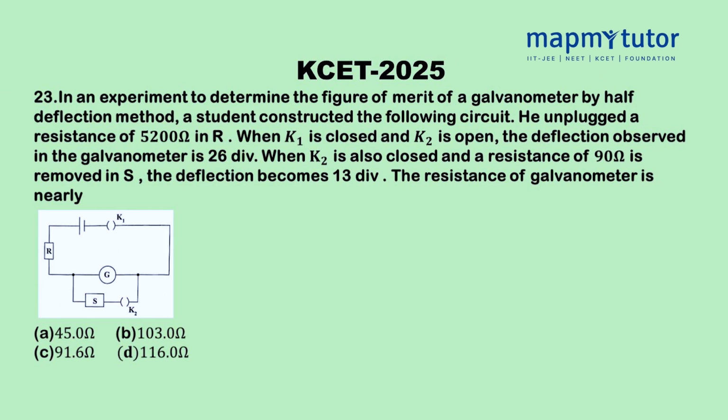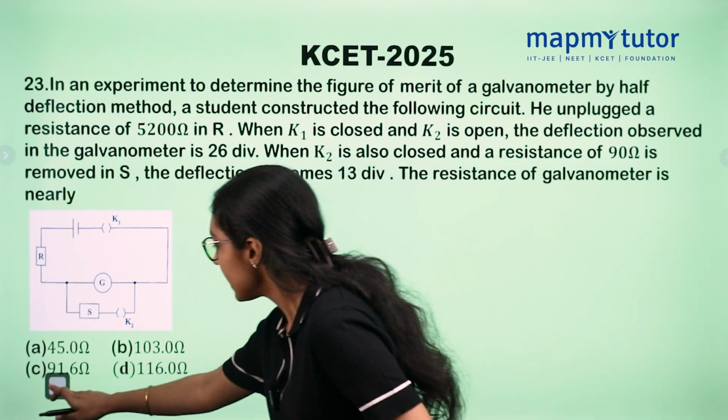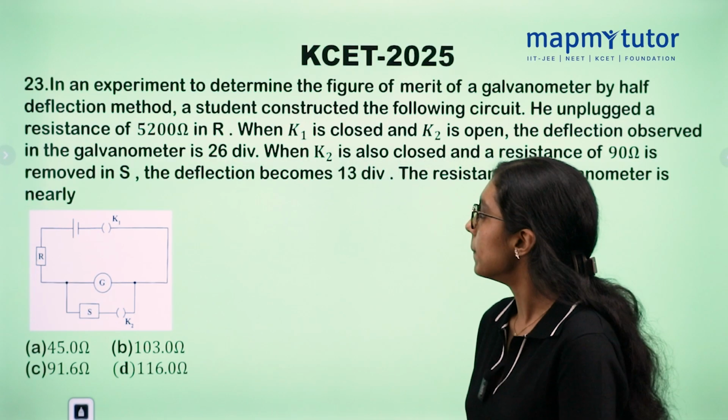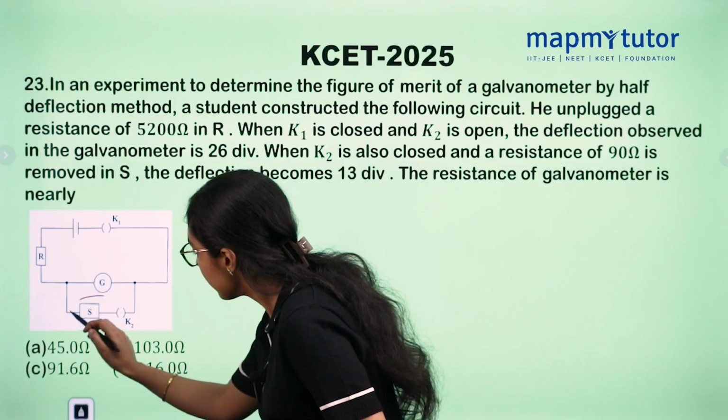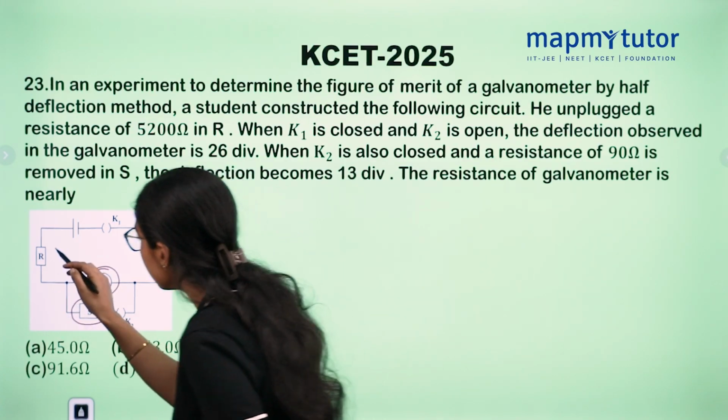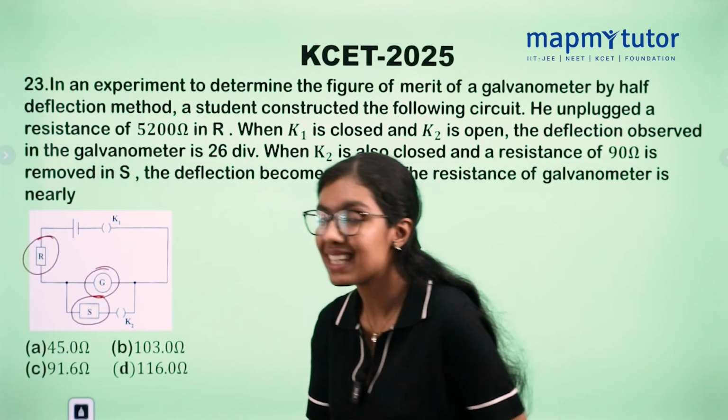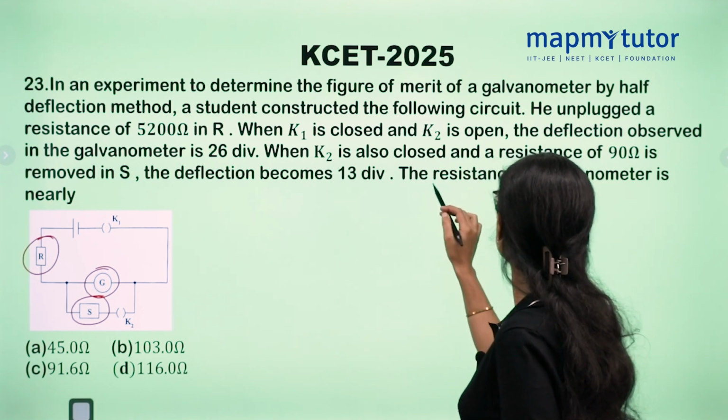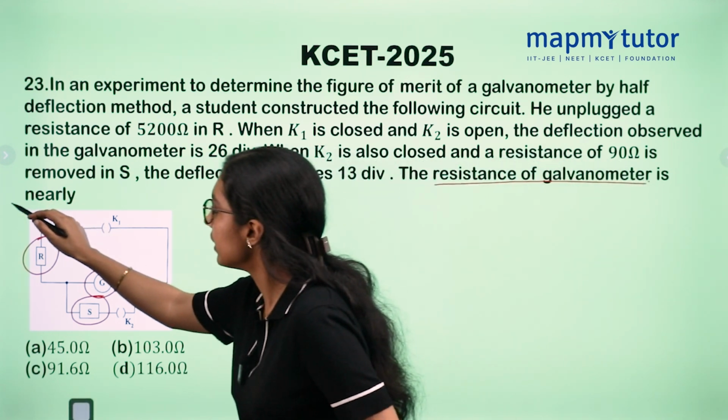Here is the 23rd question, which is a very experimental-based question directly from the current electricity chapter. They have a shunt resistor, a galvanometer, a normal resistor and 2 keys. So what we have to find? The resistance of the galvanometer, which is nearly.